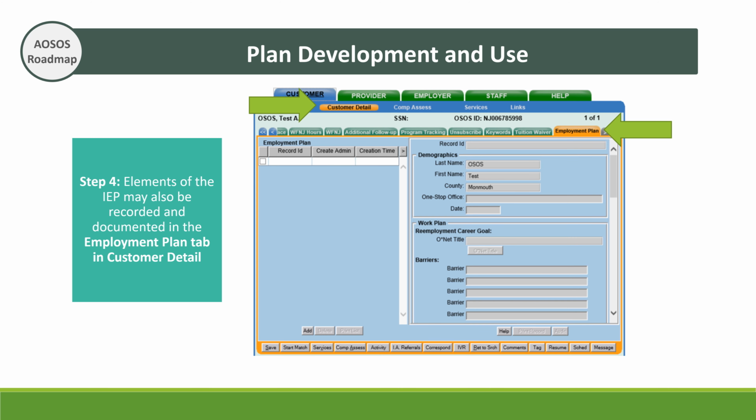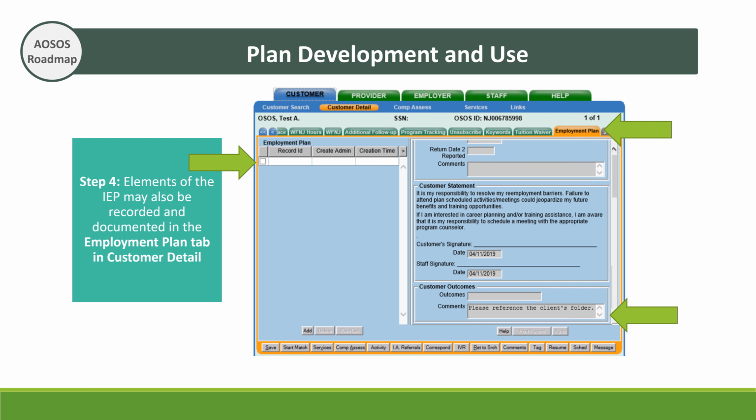Additionally, elements of the IEP may also be recorded in the Employment Plan tab in Customer Detail. Specifically, there are fields for entering barriers, services needed, and information about goals. While there is not a requirement to enter this information here if it is already documented elsewhere, at minimum, this tab should include an employment plan entry and date and a comment in the comment field at the bottom of the employment plan that highlights that the IEP is in the Attachments or Clients folder.